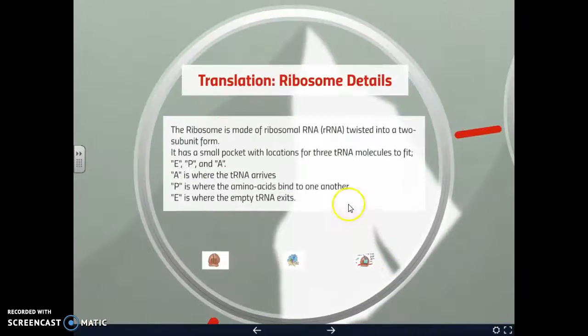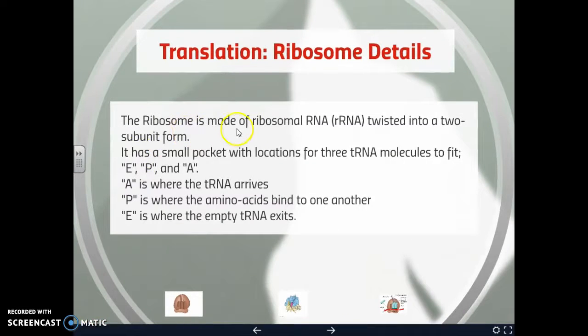Okay, so in translation, there's a little bit of detail in the ribosomes. The ribosome is made up of ribosomal RNA twisted in a two subunit form. There's a large and a small subunit, so you'll hear the book talking about that repeatedly. Inside, there's a small pocket with locations that they've labeled E, P, and A. A is where it arrives, P is where it's processed, in other words, where the amino acids bind to one another, and E is where the tRNA exits.